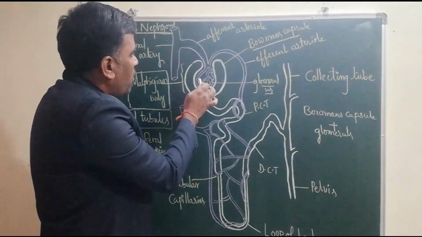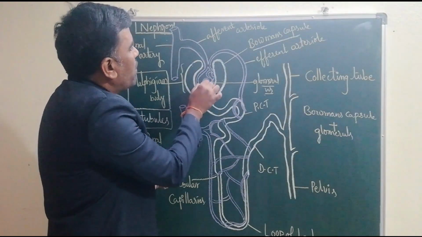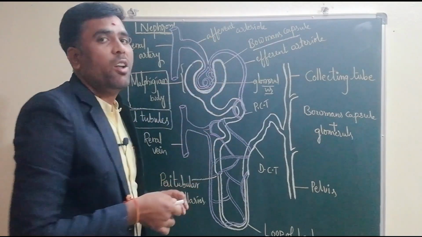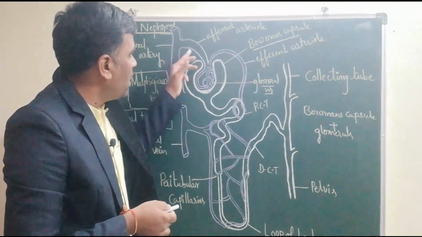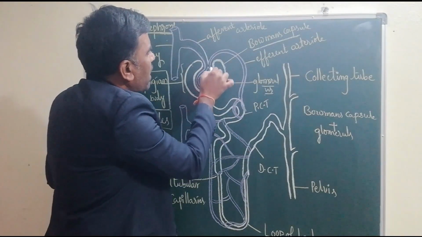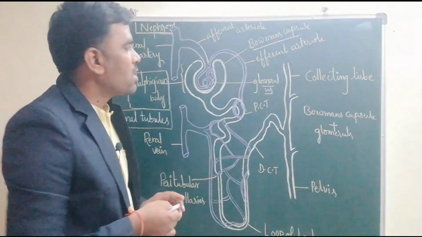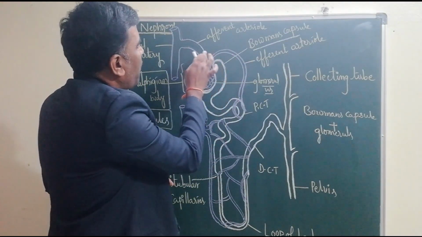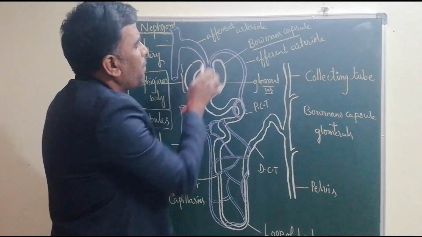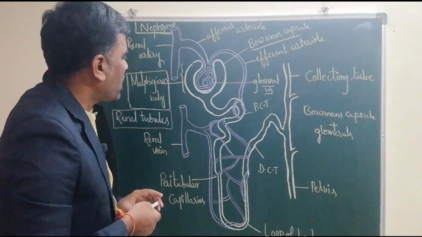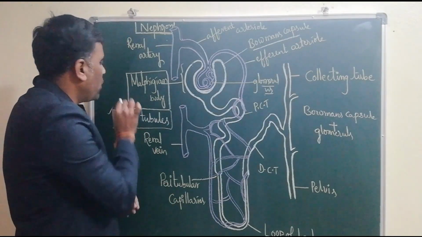If you observe the glomerulus, this is the glomerulus. The glomerulus is formed by the afferent arteriole. Next, the glomerulus gives rise to another arteriole, called the efferent arteriole. The diameter of the afferent arteriole is greater compared with the diameter of the efferent arteriole. Then next, let's see the renal tubules.